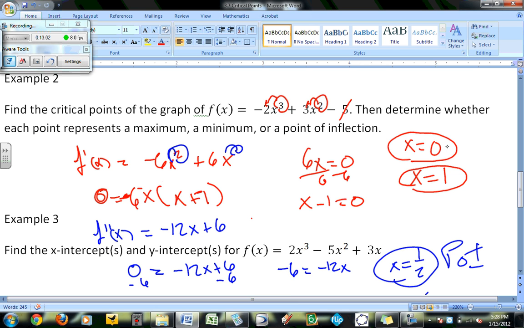Now we need to determine whether these are maximum or minimum. So let's pick a point on the left side of 0, and then the right side of 0, and see what the graph's doing. Pick a point, let's say -1, and let's plug it into our first derivative, because that will give us the slope of the tangent line. So if I pick -1, I get -6 times 1, because it's -1 squared. So I have -6. Plus, then I have 6 times a -1, which is -6. I get -12 on the other side. So it's decreasing on the left side.